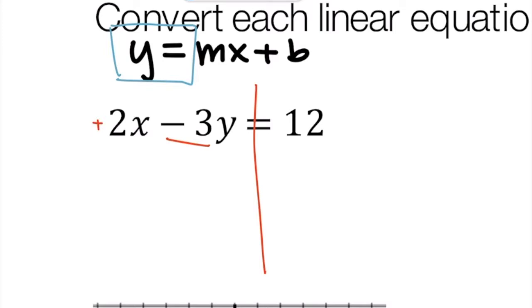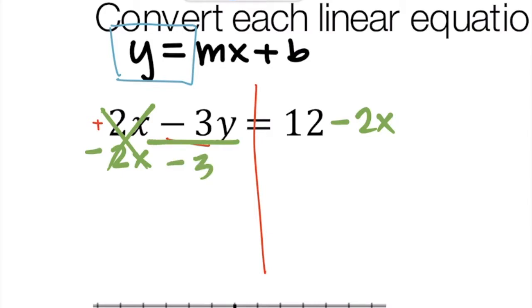So what do we deal with first? Just like before, we're always going to deal with addition and subtraction before multiplication and division. So I'm going to subtract 2x from both sides. Now we're closer to our goal. We've got negative 3y is equal to 12 minus 2x. So what do we do next? We're going to divide, because negative 3 is multiplied by y. Whatever we do to one side, we do to the other. So then this now cancels or becomes a 1, and we end up with y is equal to.